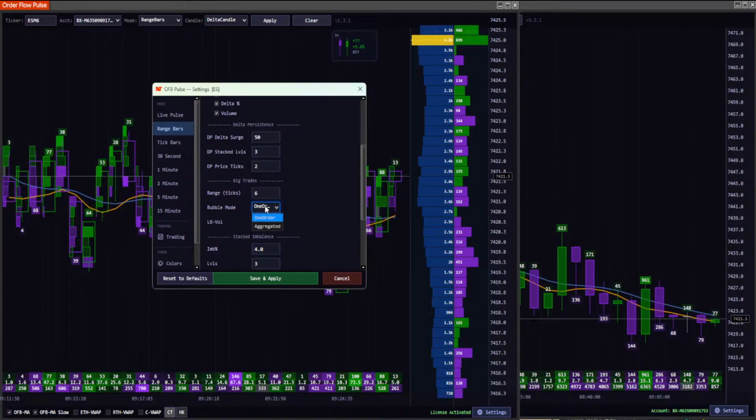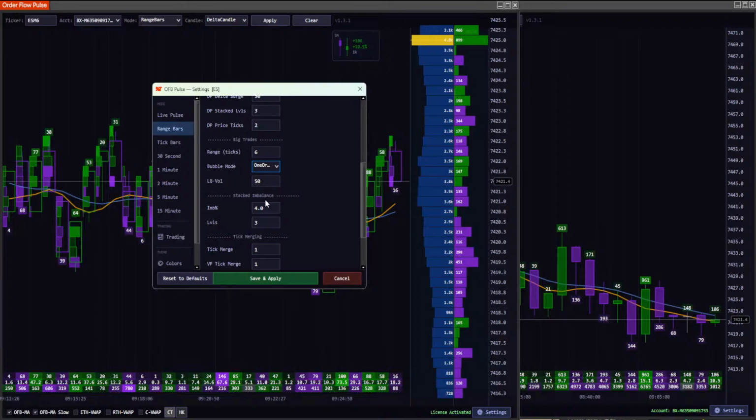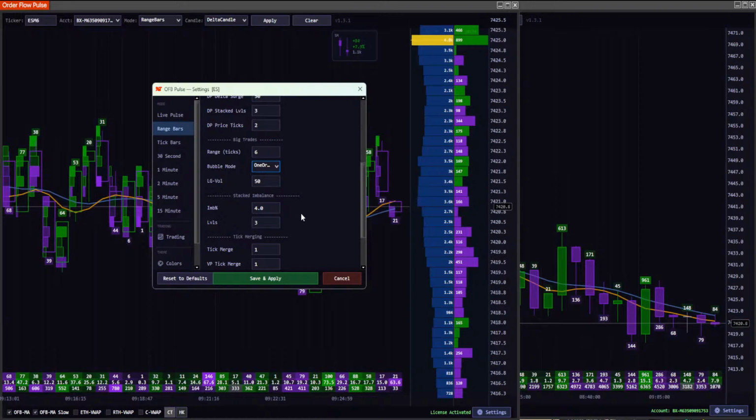I'm only doing one order. I'm not doing aggregated, and a large volume of 50 for the ES. For the NQ, when you do one order, I set it to like 30. The imbalance level, stacked imbalance, is going to be different from broker to broker, from data connection to data connection, because we are using Chicago paper trading for Rhythmic. That's what I'm using.